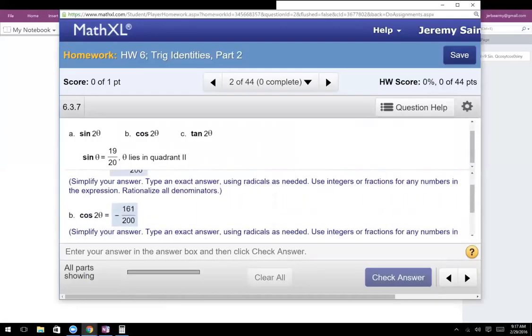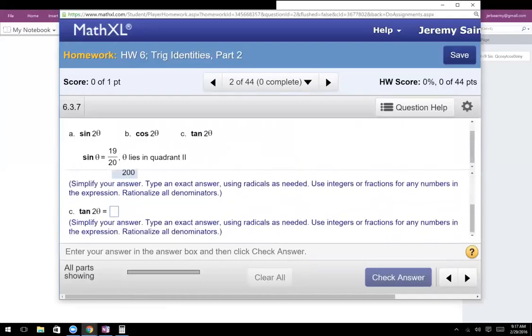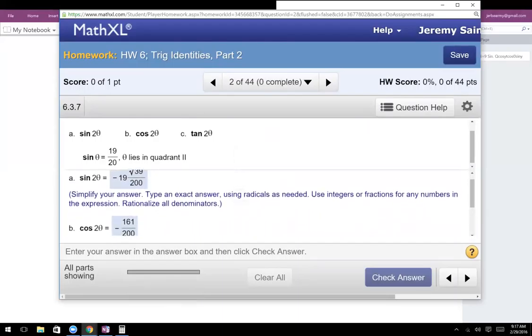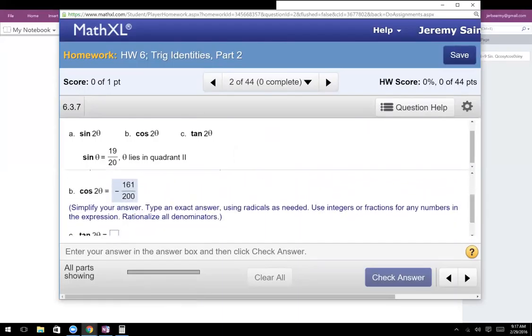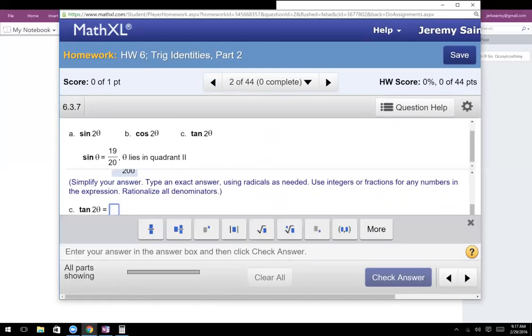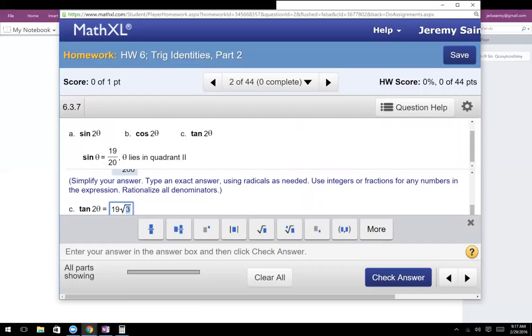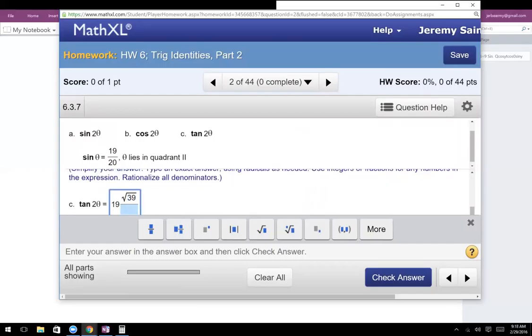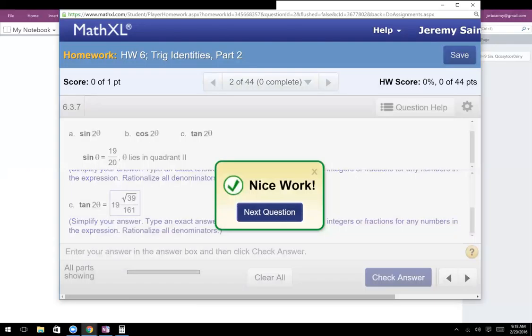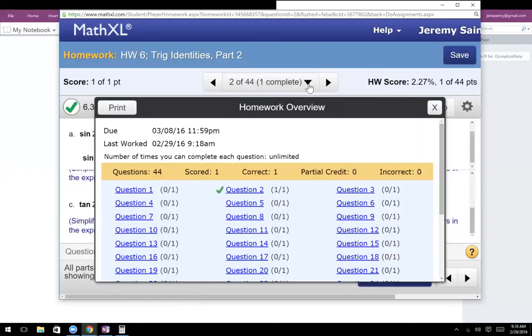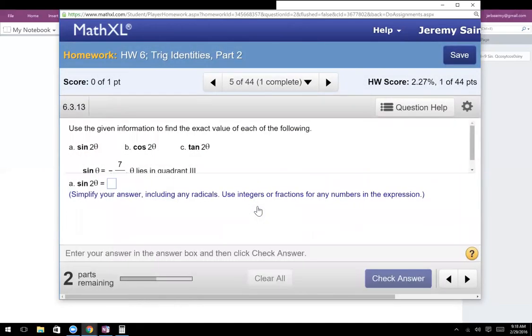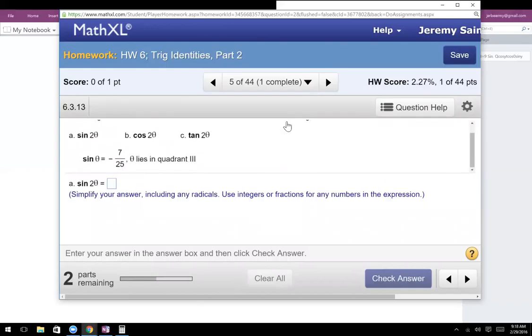Tangent 2 theta is the easy one because it's just sine over cosine. The 200s will cancel out. We'll have 19 root 39 over 161. That wasn't too bad, was it? And really the only thing we had to do was get that cosine of theta there at the beginning. Do you want to do one more that's the exact same thing?